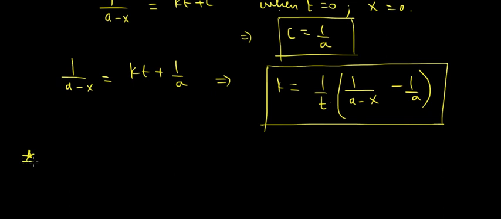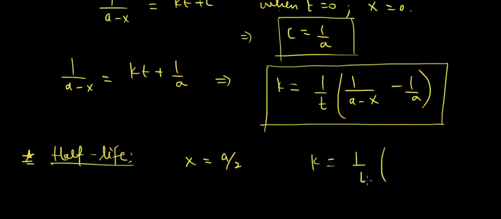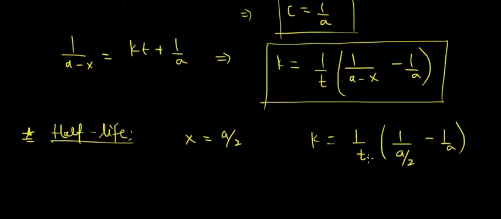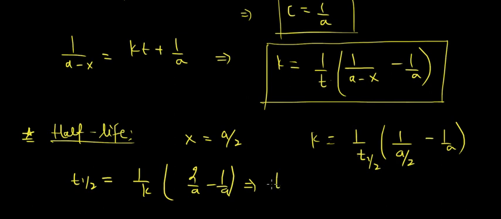So what would be the half-life of the same? For calculating the half-life, we know that x would be equal to A by 2. So just put x equals A by 2 here. So we would be getting k equals 1 upon t, 1 upon (A minus A by 2), which would be A by 2, minus 1 upon A. So this is t half. So t half would be equal to 1 upon k, 2 upon A minus 1 upon A, which would be equal to 1 upon Ak.